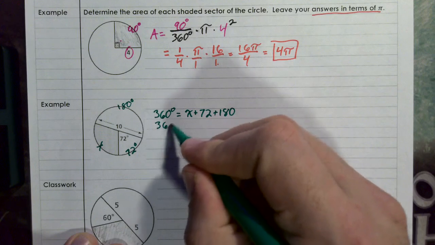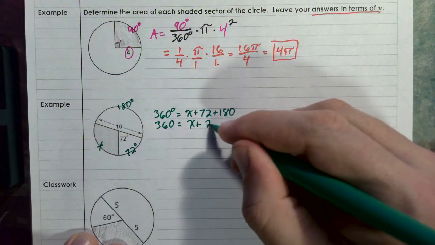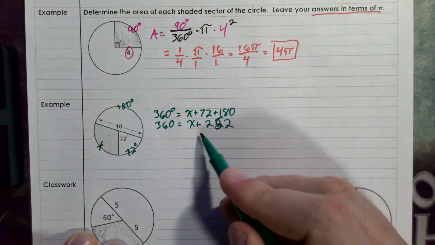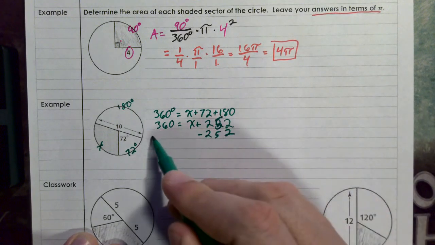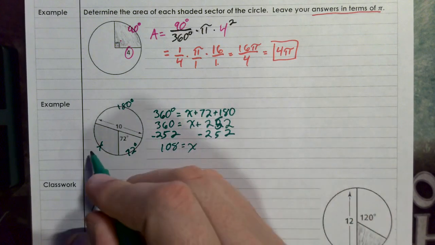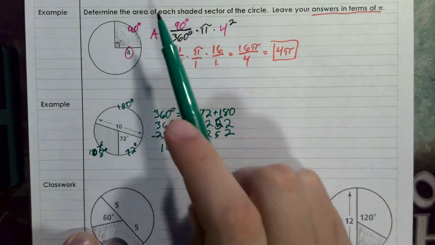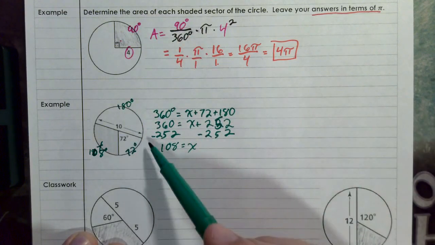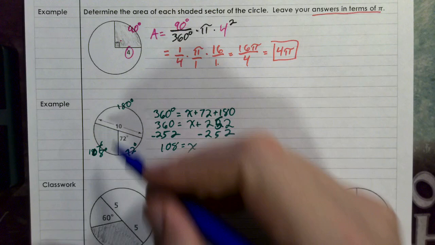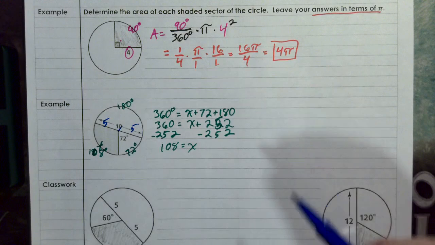So 360 equals x plus 252. Subtract 252 from both sides, and we get 108 for x. So I know the measure of this arc is 108. Great, so that's some of what I need. I also need the radius of that circle, which is going to be a lot easier to find. The radius is just half of our diameter, which is 5. So that's our r.